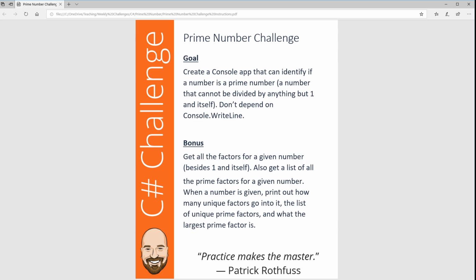So when a number is given, so you say you put 18, I want you to print out how many unique factors go into it. That would be the 2, 3, 6, and 9. The list of unique prime factors, so 2 and 3, and what the largest prime factor is. That'd be 3. Okay? So that's the bonus challenge.